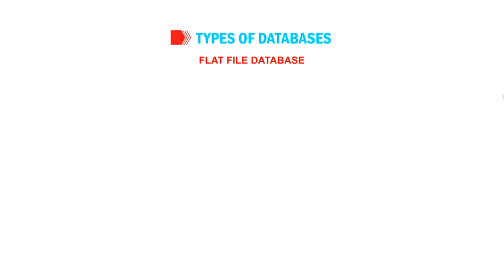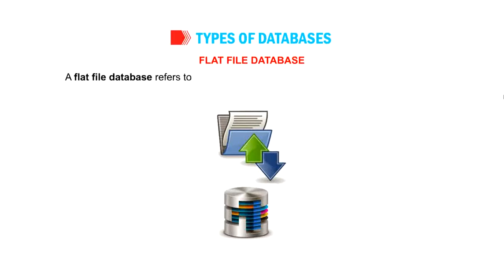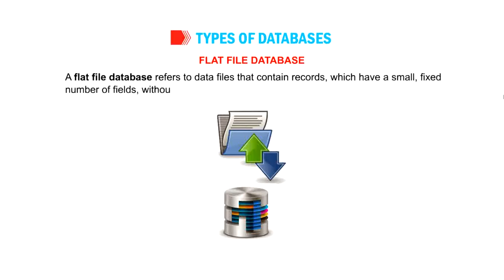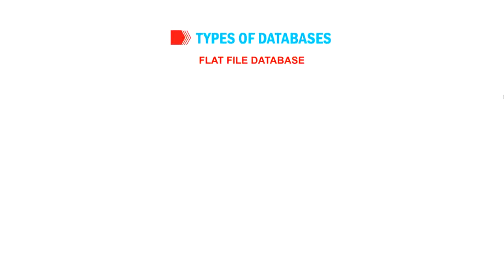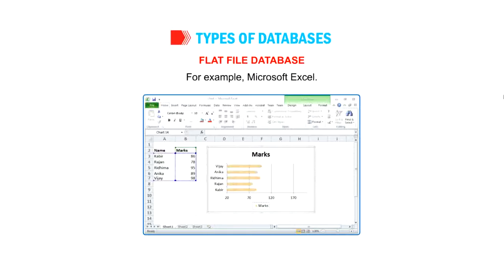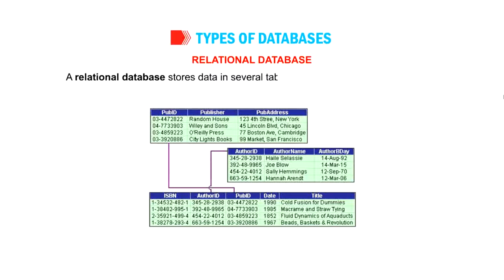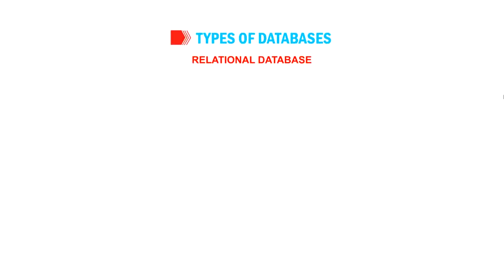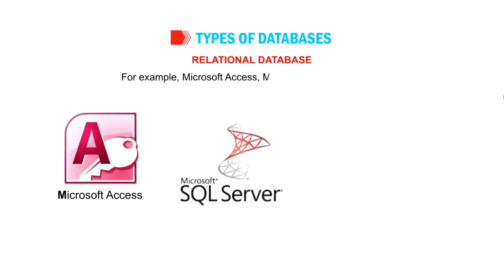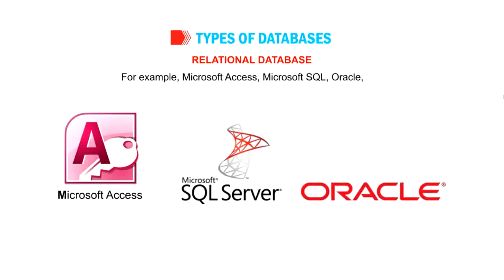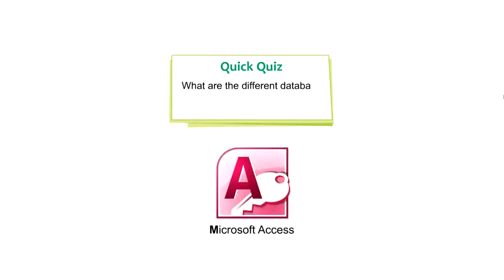Flat file database. A flat file database refers to the data files that contain records which have a small fixed number of fields without any structured relationship. For example, Microsoft Excel. Relational database. A relational database stores data in several tables and links those tables together to get a common piece of information. For example, Microsoft Access, Microsoft SQL, Oracle, etc. Let us take a quiz. What are the different database objects in Microsoft Access?